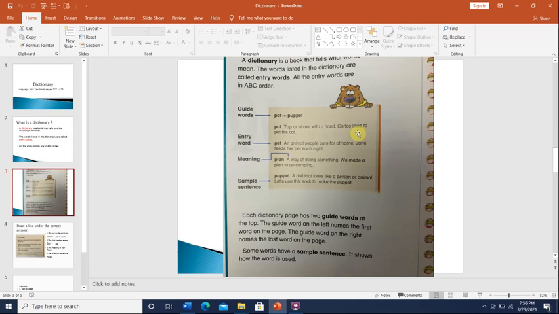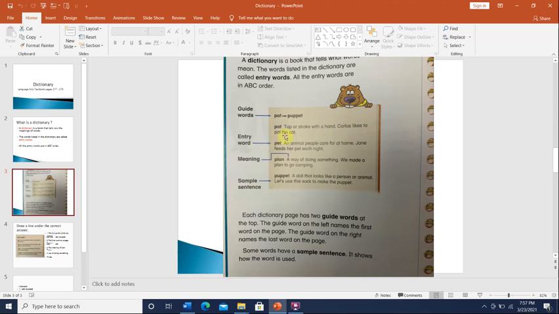What is a sample sentence? A sample sentence shows you how to use the entry word in a regular sentence like we use. Right? Don't I ask you to complete the sentence with the correct vocabulary? Now here, the dictionary shows you the entry word, and then it shows you the meaning or the definition, and then it shows you how to use it in a sentence. This is called a sample sentence. Carlos likes to pat his cat. So it shows you how to use it in a sentence.